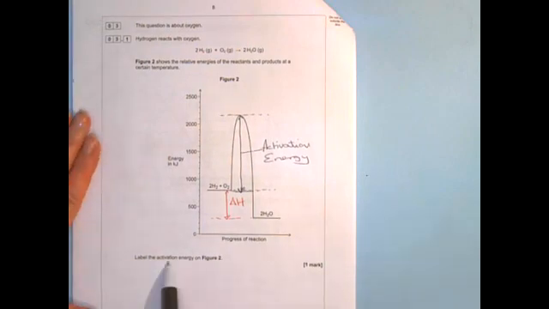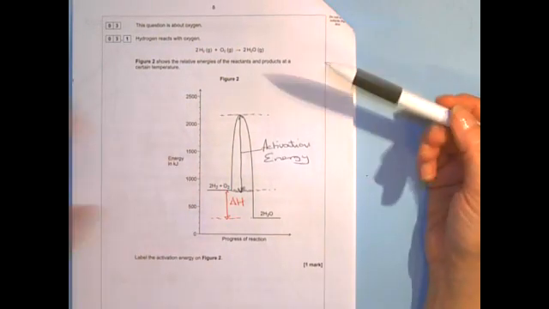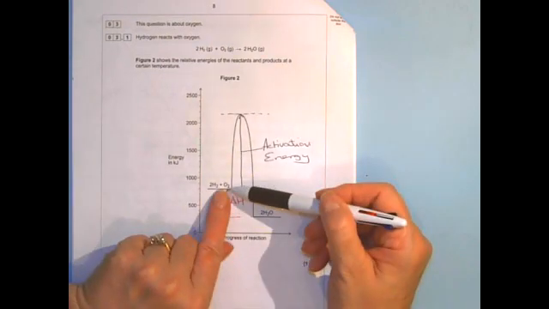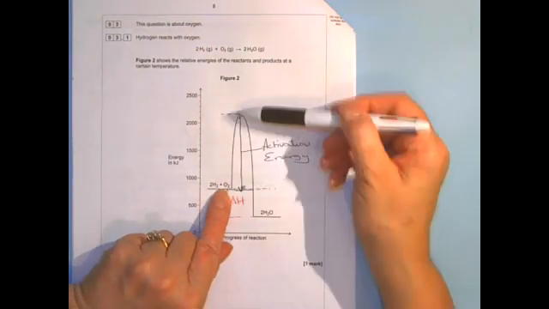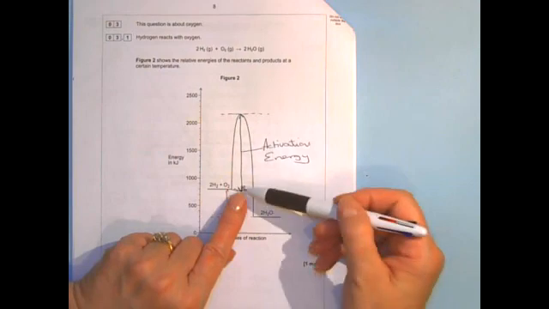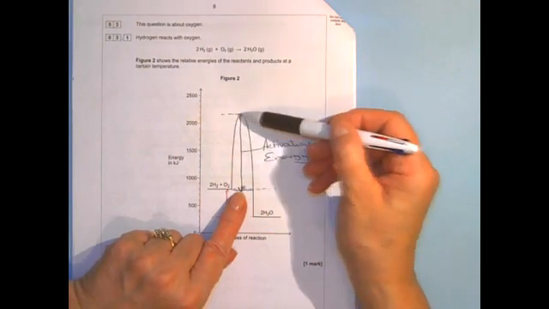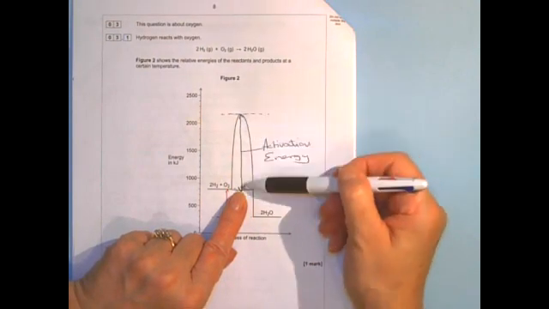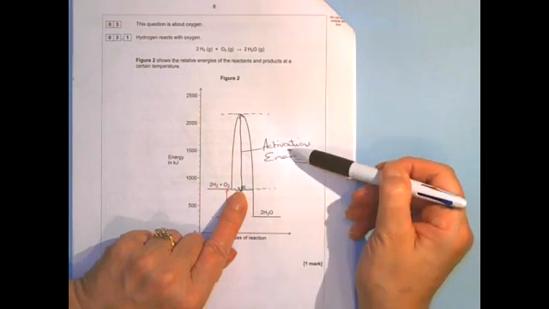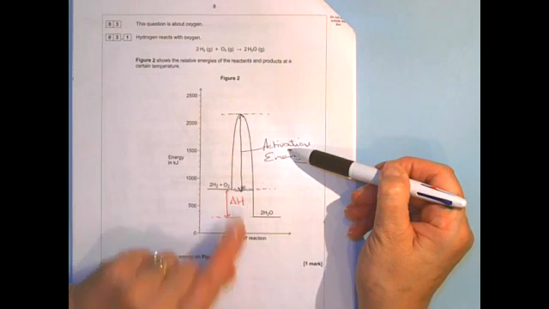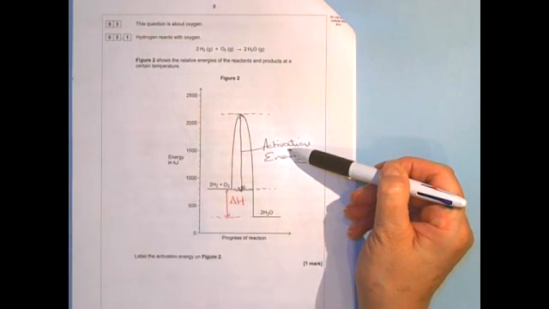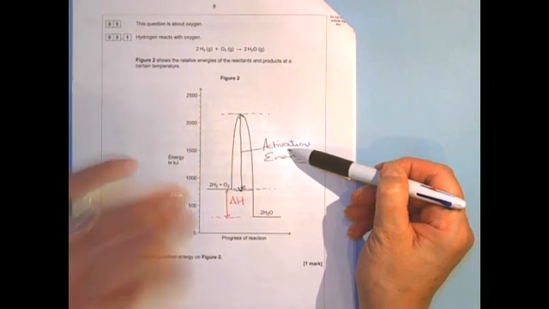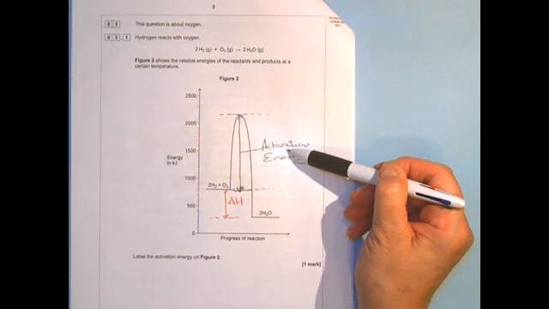It says label the activation energy. So the activation energy, I need to know, is the difference between the reactants and the top of the curve, and I need to be careful when I do this. So I've put little lines there, and that is my arrow, and I've labelled the arrow activation energy. As long as it's absolutely crystal clear what you're labelling, you'll get the mark. If it's arrows anywhere or doesn't look correct, you won't get the marks.